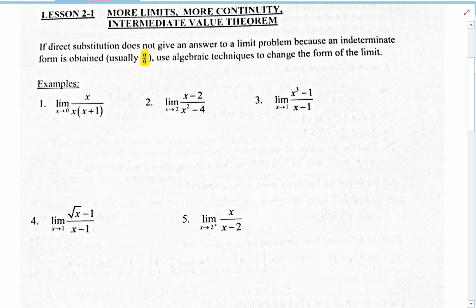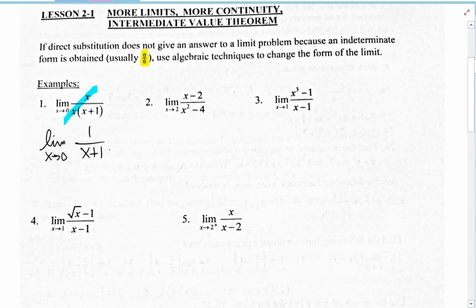The limit as x approaches 0 of this function right here. If we plugged in 0, that would make the denominator 0. We would get 0 on the top as well. 0 over 0, can't do it. So let's use some algebra first. What do I notice? x over x, that's just 1. So I can simplify this to the limit as x approaches 0 of 1 over x plus 1.